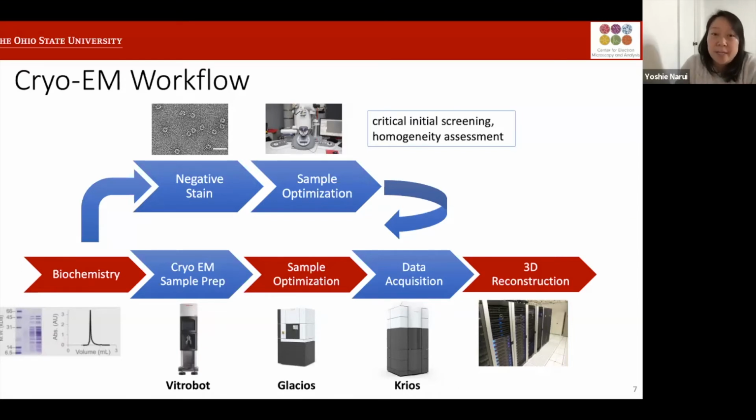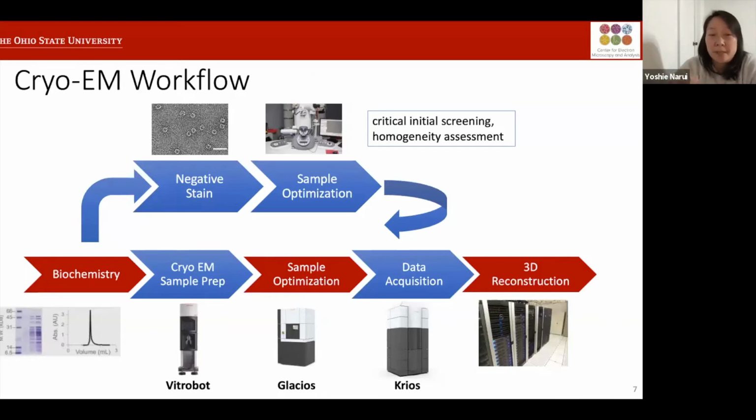What you're looking for is a homogeneous sample with no aggregation. Sometimes it's nice to see different views of your protein. You could also, if you have enough data, make a 2D model and try to do some initial classification. But negative staining is a very important first step. I also want to emphasize that all of this workflow can be done at CEMAS.